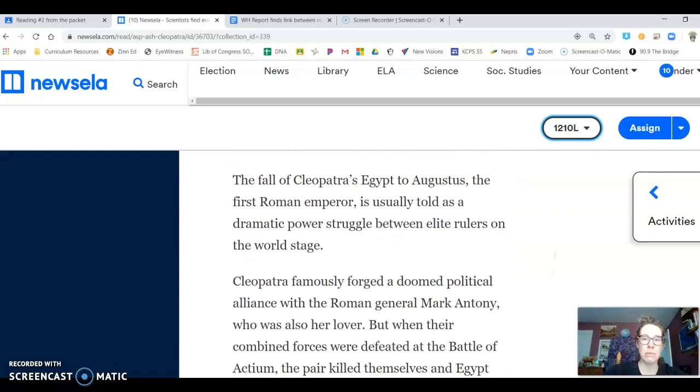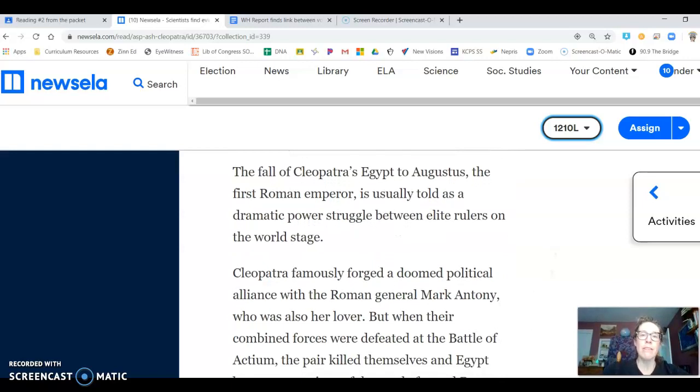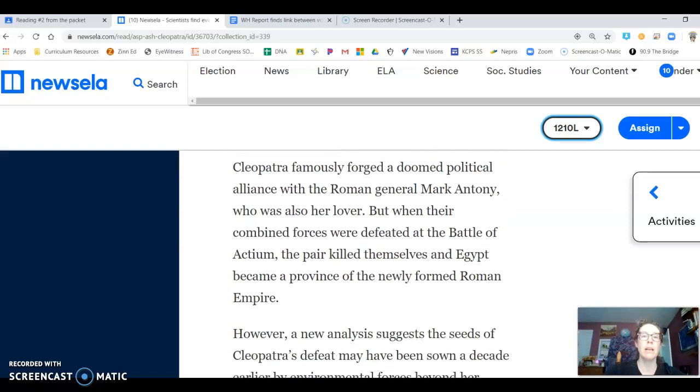So let's continue with the reading. The fall of Cleopatra's Egypt to Augustus, the first Roman emperor, is usually told as a dramatic power struggle between elite rulers on the world stage. Cleopatra famously forged a doomed political alliance with the Roman general Mark Antony, who was also her lover. But when their combined forces were defeated at the Battle of Actium, the pair killed themselves and Egypt became a province of the newly formed Roman Empire.